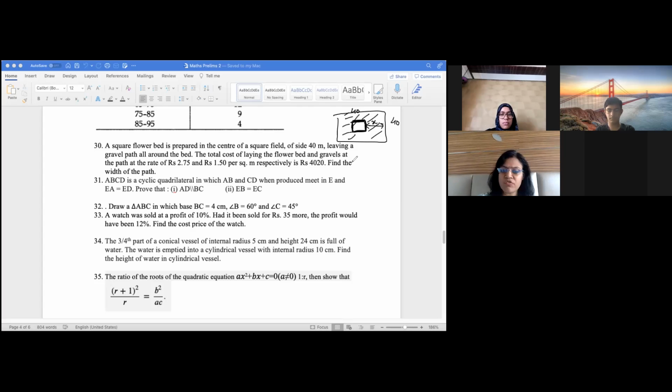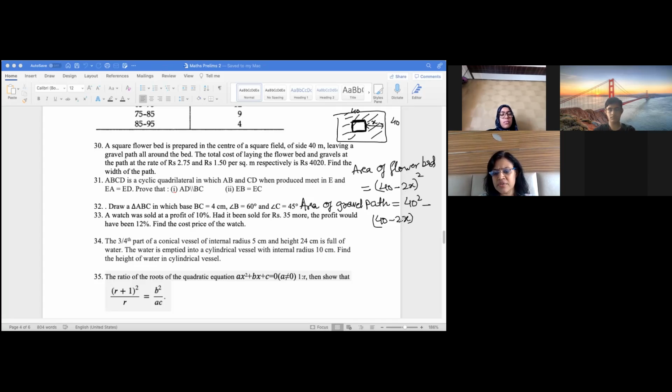So area of flower bed is equal to 40 minus 2x का square, because it is a square. ये हो गया area of flower bed. Now we have to find the area of this path also. Area of gravel path is actually बड़े square का area minus छोटे square का area, right? So बड़े square का area is 40 square minus ये वाला. जगह नहीं हो रही है, I'll write. I hope you understand.